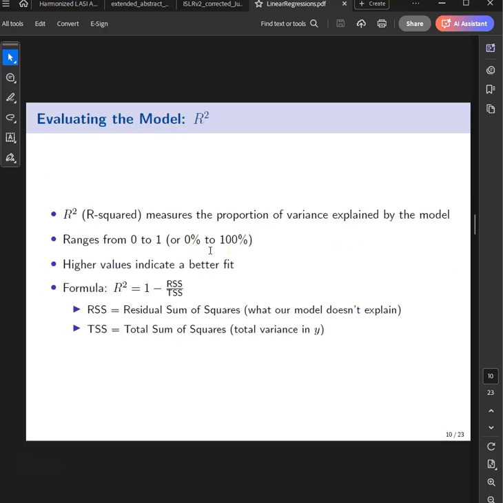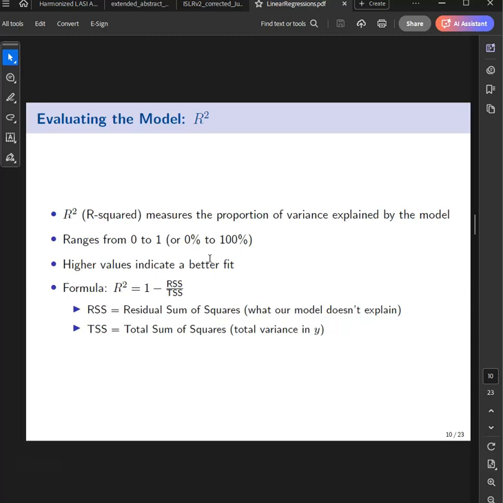So once we have fitted our model, a natural question is, how well does this actually fit the data? Right? That's what we care about. We want to fit a model that fits our data well. So we need a criteria to evaluate that. And that is where R squared comes in.